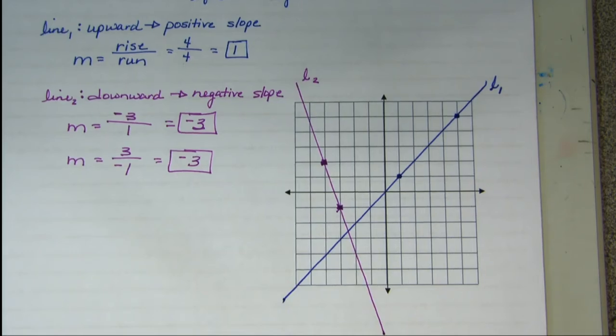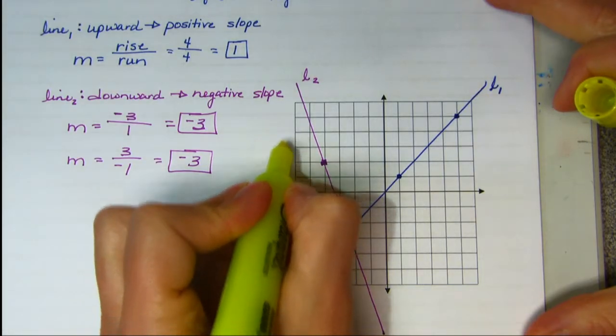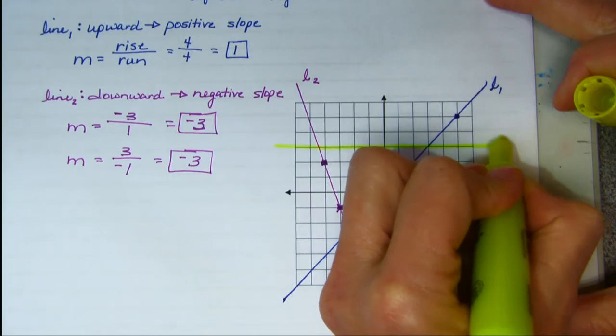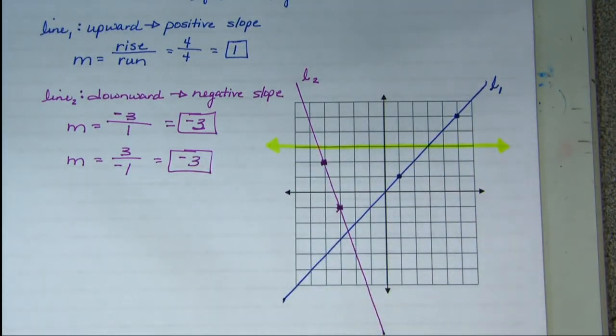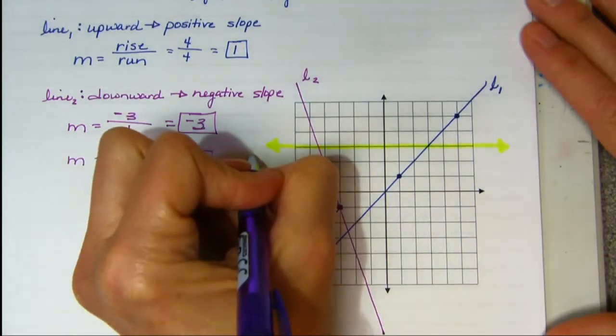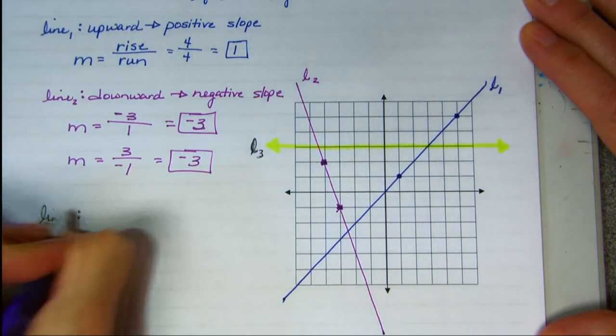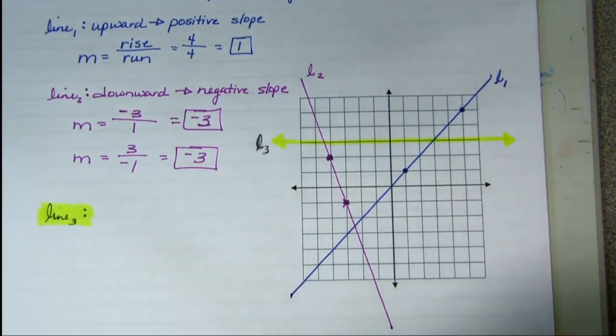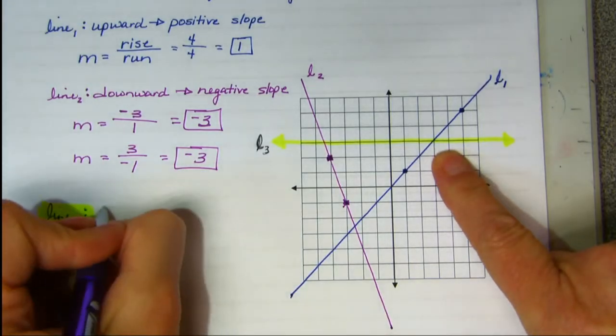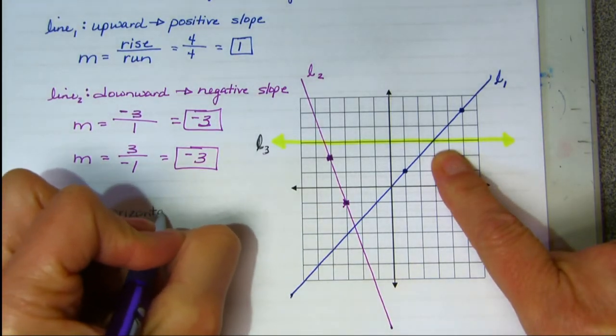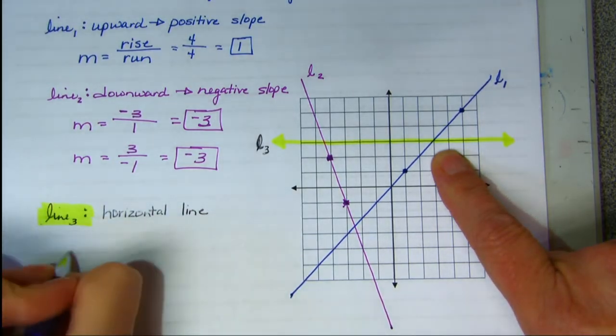Now I'm going to do a yellow highlighter. So this is line 3. This is my yellow highlighter. So notice that this is a horizontal line. So let's figure out its slope.